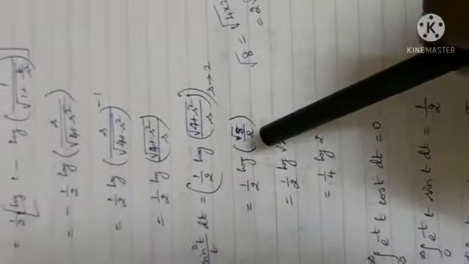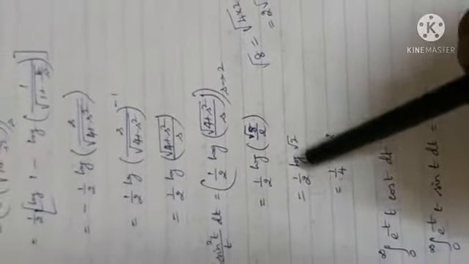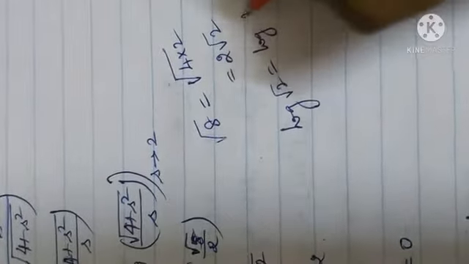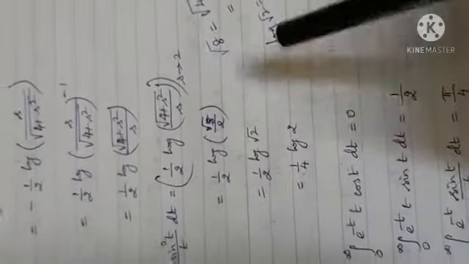Root 2 can be written as 2 to the power 1 by 2. We know log a power b is b log a, right? Log root 2, that is log of 2 power 1 by 2. Already there is 1 by 2. So the answer is 1 by 4 log 2.